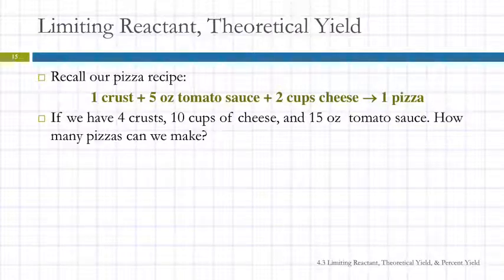How do we know? Well, what you kind of have to do, and you can do these in your head, is you look, well, 4 crusts, how many pizzas could I make? 4. 10 cups of cheese, how many pizzas could I make? 5. 15 ounces of sauce, how many pizzas? 3. So we understand, because we've at the very least seen pizza being made, you make the pizzas, you use up all the sauce on the 3rd pizza, you can't make more because there's no more sauce.